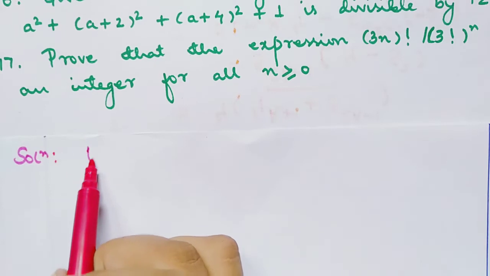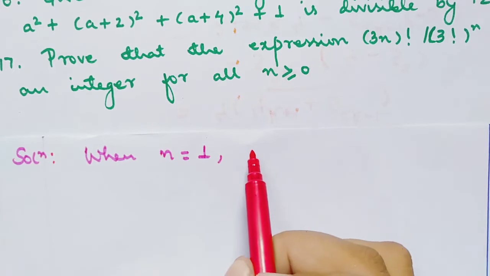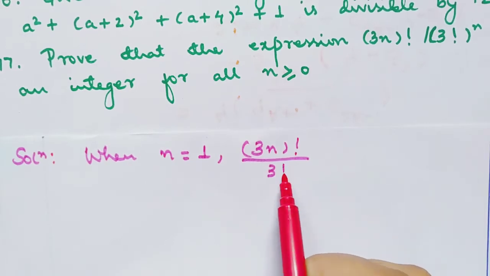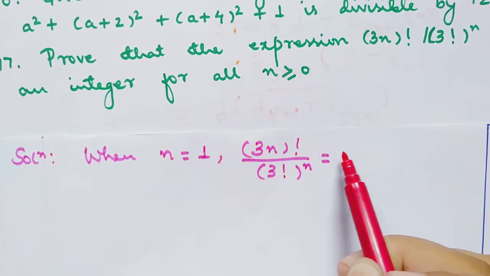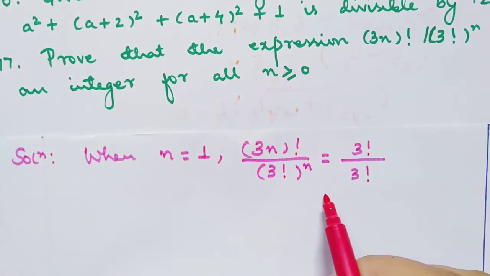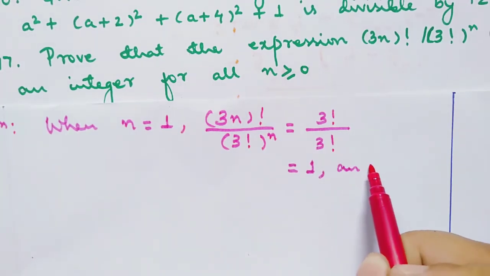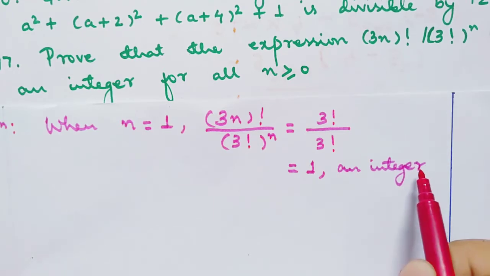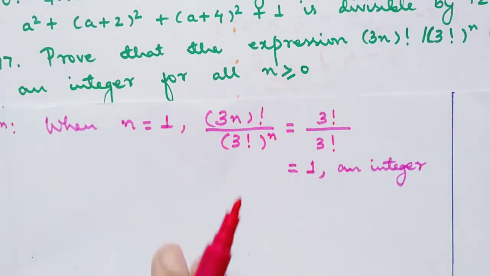First, we check for n equal to 1. When n is equal to 1, this expression (3n)! / (3!)^n becomes, 3 into 1 is 3, so we have 3! / (3!)^1. It is equal to 1. And we know that 1 is an integer. So we have seen that the result is true for n equal to 1. Now we assume that this given expression is an integer when n is equal to k.